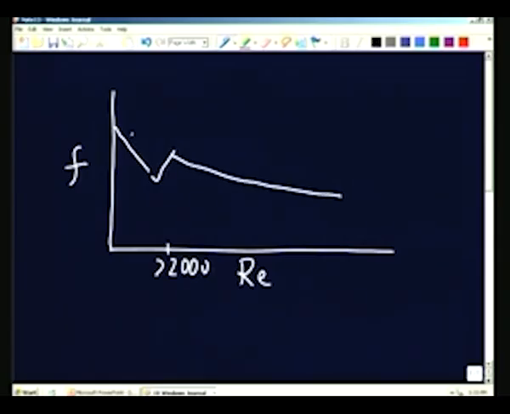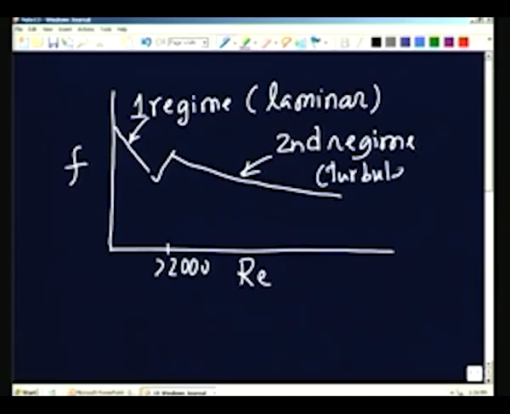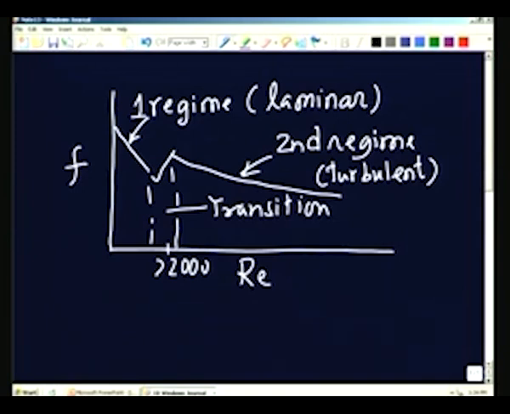So, we say that this is one regime, we call this the laminar regime, and this is the second regime, we call it the turbulent regime, and of course, there is a confusion here, this we call as a transition. So, what we notice from the outcome of the experiment. This is the outcome of the experiment.